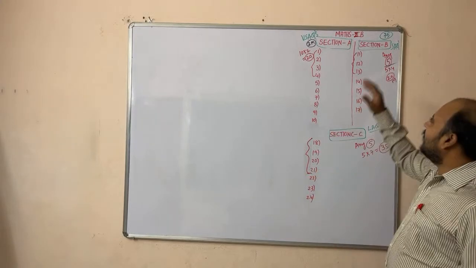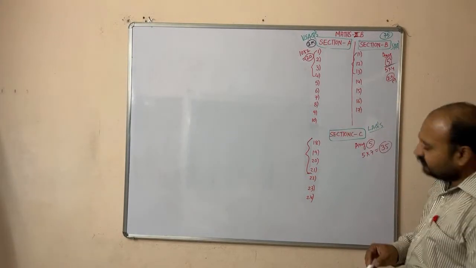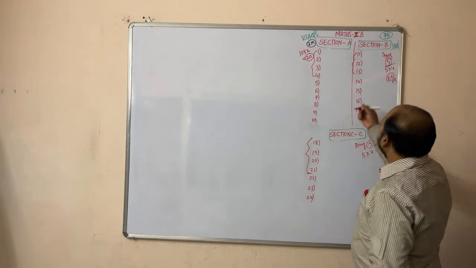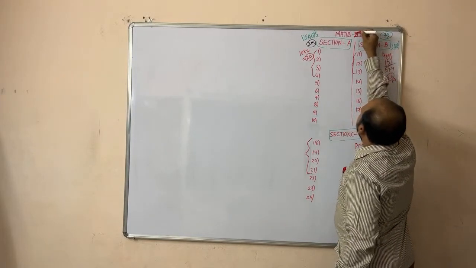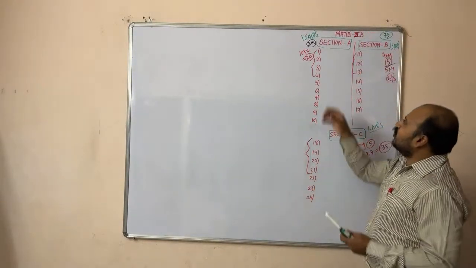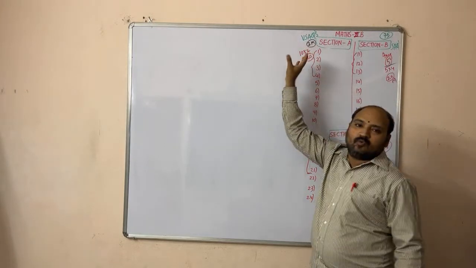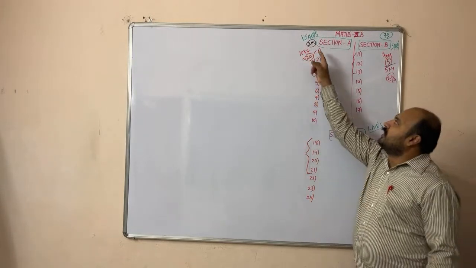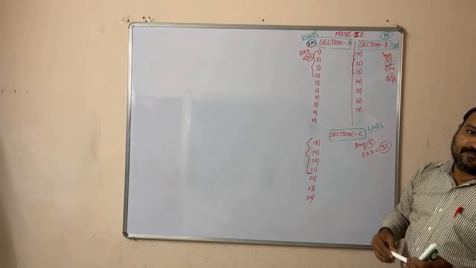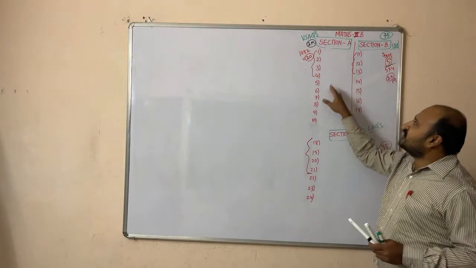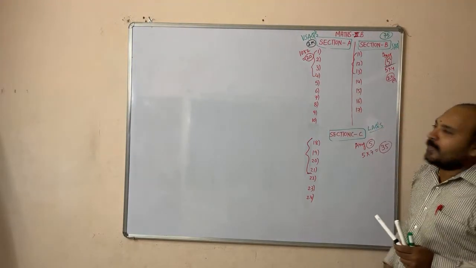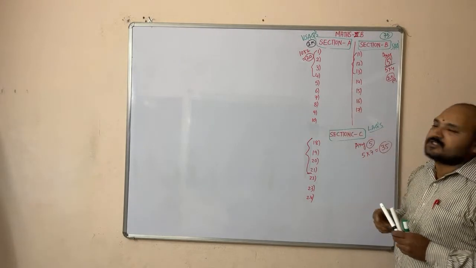So now come to the Mathematics 2B paper. We have 3 sections in the question paper. In the first section, you all know that it is VSAQ, very short answer type questions, each carrying 2 marks. In this section, there is no choice at all. We need to attempt all the questions.